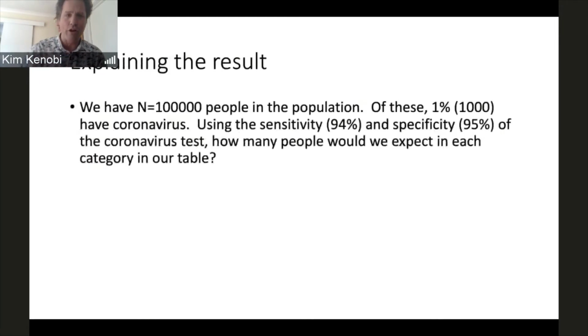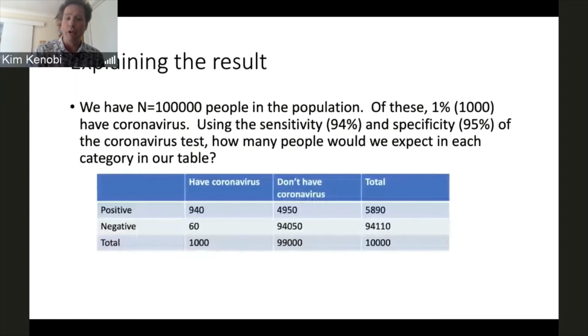So let's just have a look at that table again that we had at the beginning. We've got our 100,000 people, and we're saying 1% of those, so 1,000 people, have coronavirus. Therefore, 99,000 people do not have coronavirus. So using the sensitivity and specificity of the test that I'm considering, how many people would we expect in each category in our table? So here are the numbers.